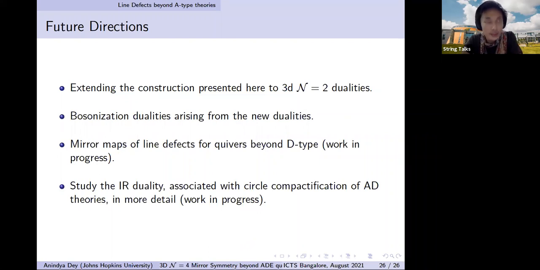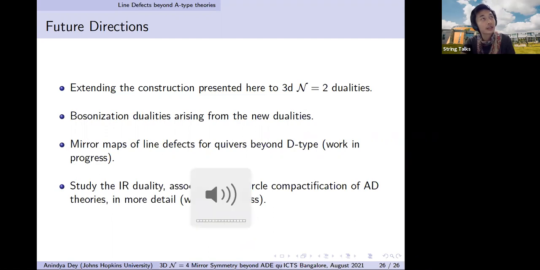Yes, so I was wondering something. When you say that the new dualities that you propose, is it just that the partition functions are the same, or is it more general than this? What can you show?